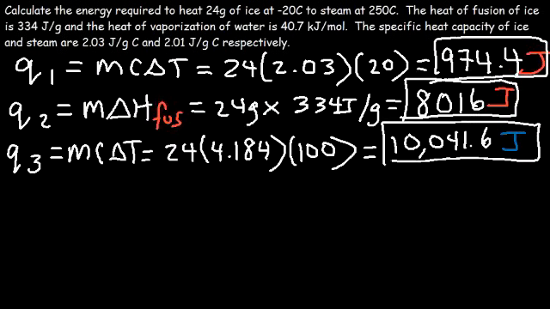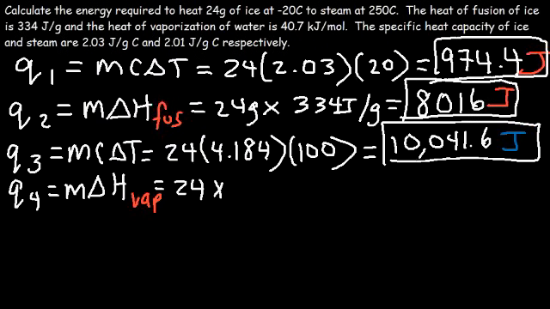So now we need to find Q4, which is a phase change problem. It's the mass times the enthalpy of vaporization. So that's going to be 24 times, now this is in kilojoules, and so far everything else is in joules. So instead of using 40.7 kilojoules per mole, we can use 40,700. But actually, notice that this is in moles, so we got to convert grams to moles.